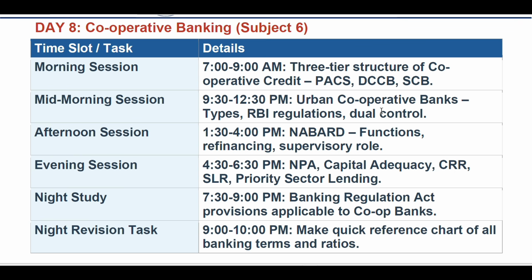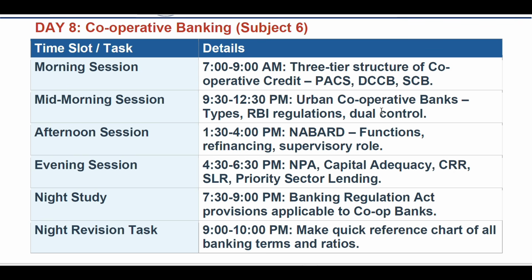In the morning session, you study the 3-tier structure of cooperative credit, like PAX, DCCB, SCB. If it is asked in the banking subject to describe the 3-tier structure of cooperative credit, first you write SCB on top, then below that DCCB and PAX. Or else you can make a chain like PAX, DCCB, SCB, or NABARD. It is up to you, but if the 3-tier structure is asked, you will have to explain these 3 cooperative credit banks.